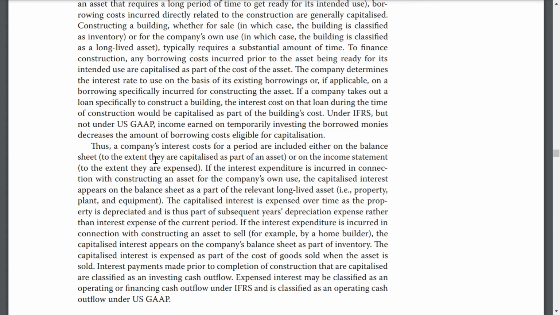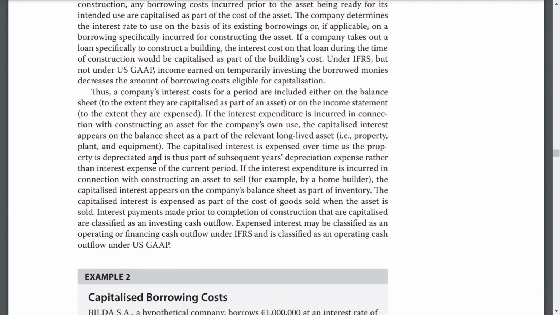Under IFRS, but not under US GAAP, income earned on temporary investing of borrowed monies decreases the amount of borrowing costs eligible for capitalization. Thus, a company's interest costs for a period are included either on the balance sheet or on the income statement. If the interest expenditure is incurred in connection with constructing an asset for the company's own use, the capitalized interest appears on the balance sheet as part of the relevant long-lived asset. The capitalized interest is expensed over time as the property is depreciated, and thus is part of subsequent years' depreciation expense rather than the interest expense of the current period.